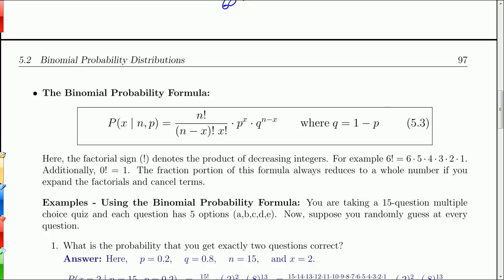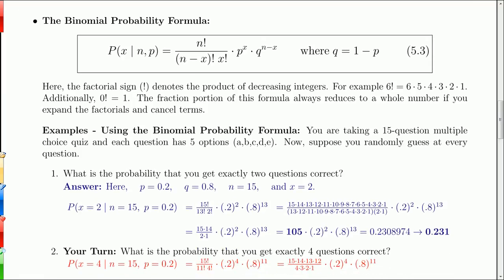All right, so here's the formula. Don't be afraid. It's a pretty harsh formula, but down below we have a way to do this with a table, which is a lot easier. So here's how the formula goes. The probability of X successes given N trials with a single probability of success equal to P is this: N, that exclamation point is a factorial, N factorial over N minus X factorial times X factorial, all times P to the X times Q to the N minus X. And again, Q is 1 minus P.